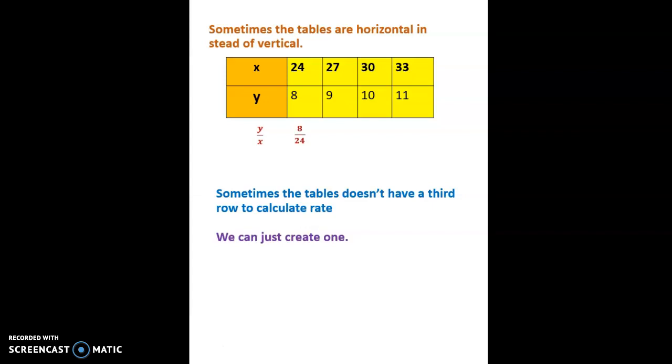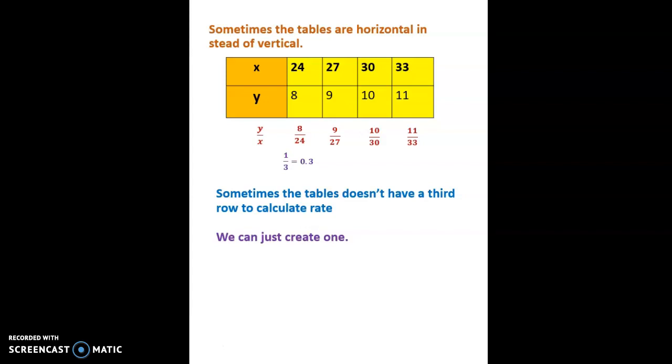If you guessed 8 over 24, good, because the y value is on top. Then 9 over 27, 10 over 30, and 11 over 33. Now we just have to simplify them. Either we simplify the fractions, and we would get 1/3, or you can type it in a calculator and get 8 divided by 24, 9 divided by 27, and you'd actually get 0.3 repeating, but I just rounded.